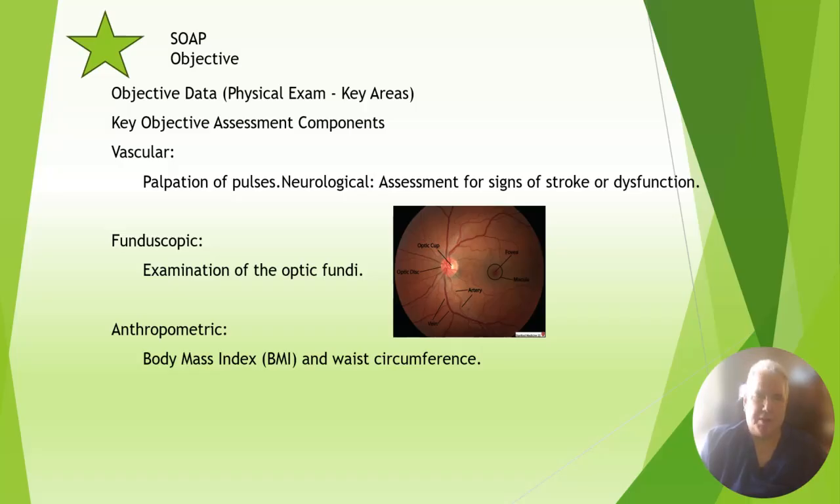And then, of course, body mass index and waist circumference. There is a formula that indicates that the larger your waist is in proportion to the rest of your body, that you have a higher risk for cardiovascular and cardiac type of concern.